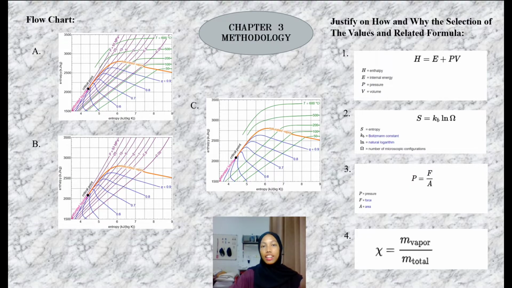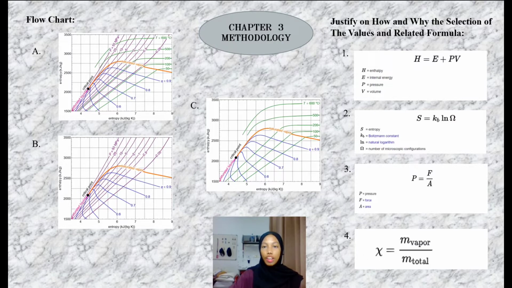Okay, thank you Daniel. Next is me, Farzana Zafira. Today I want to present chapter 3, methodology for our thermodynamic project. As you can see in our flow chart, A is an enthalpy entropy diagram for water, B is the pressure diagram with quality, and the last one, C, is the temperature diagram for quality.